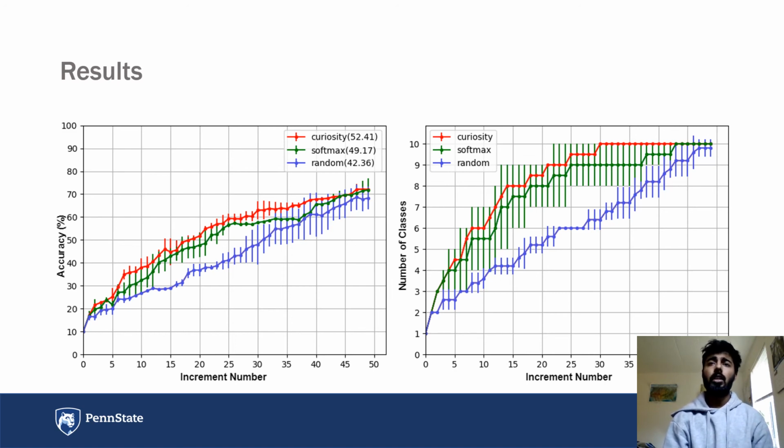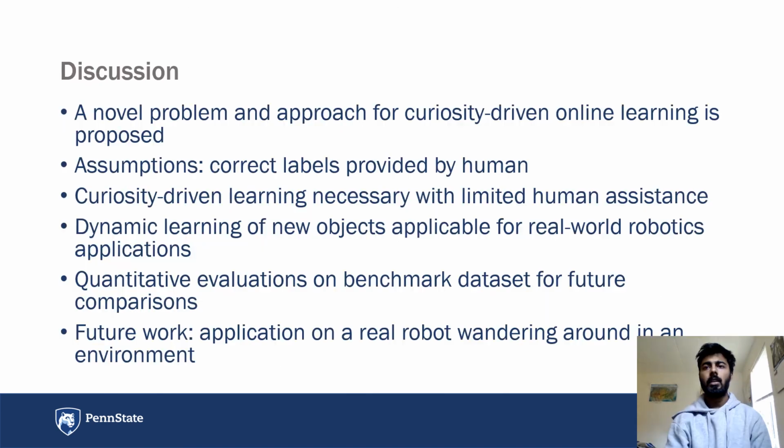In particular, you can also see that the softmax-based sampling or random sampling have a large standard deviation, which shows that these techniques are dependent upon the order of the classes or the objects presented to the system, but our approach is not dependent upon that, which means it is quite robust in real-world scenarios. So to summarize, in this paper we have tackled a novel problem, which is curiosity-driven online learning, and proposed a novel approach to tackle that problem.